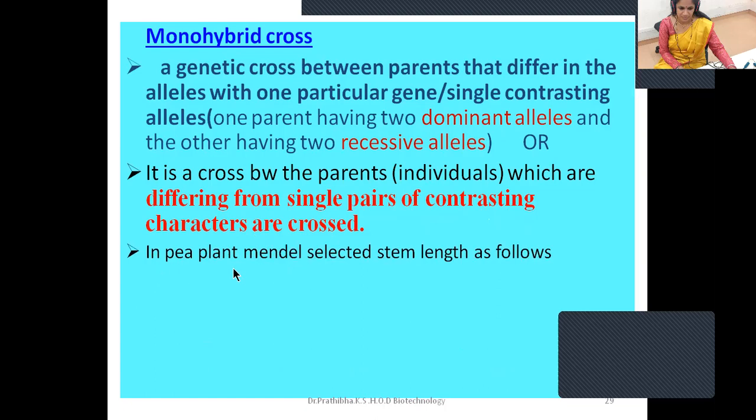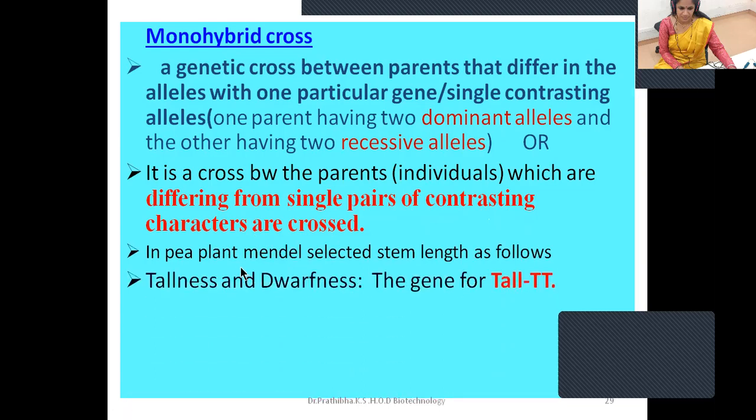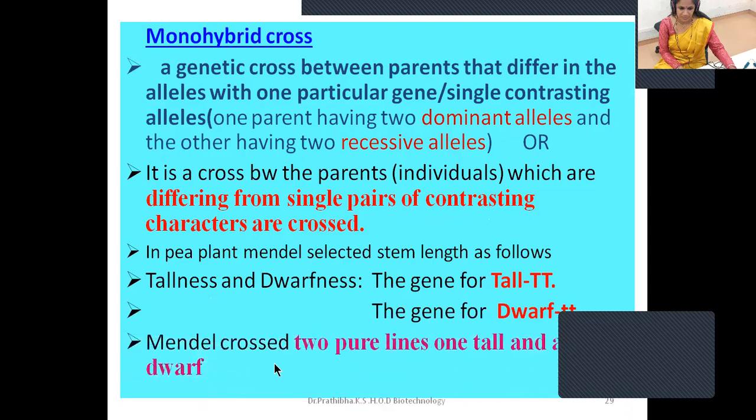Mendel in pea plant selected stem length. In the stem length he selected tallness and dwarfness. The gene for tall is capital TT. The gene for dwarf is small tt. Mendel crossed 2 pure lines. If both genotypes are the same, that is TT, this is the pure or homozygous. 2 pure lines, one tall and another dwarf.